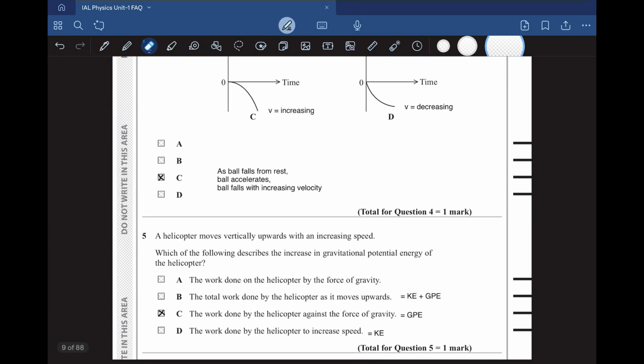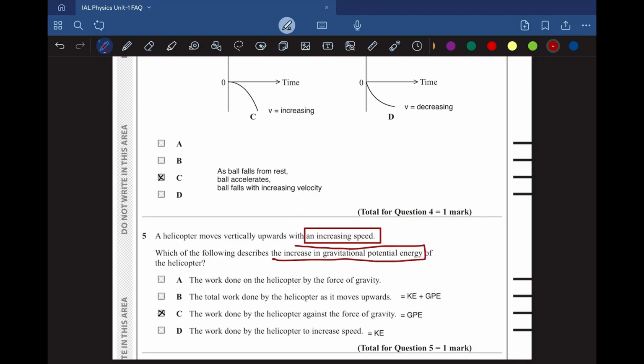Now the next question says a helicopter moves vertically upwards with an increasing speed. So basically the speed of the helicopter is increasing. This is a very important thing to remember. The speed of the helicopter is increasing. Which of the following describes the increase in gravitational potential energy of the helicopter? So basically our points should be mentioning the increasing GPE, nothing else.